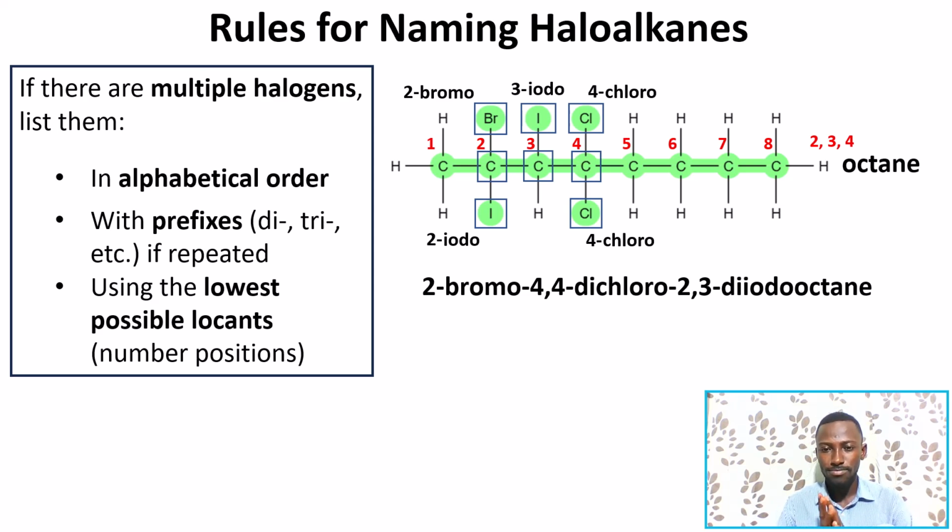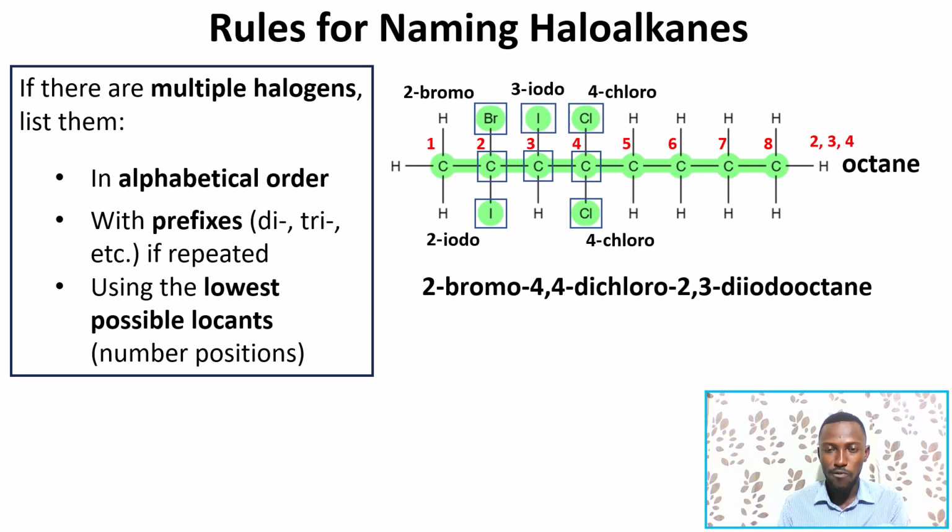Good. Now what about the hyphens and the commas? Look at the 2-bromo. Right after the 2, we have bromo, and the 2 is separated from the bromo by a hyphen. Why? Because the bromo is a word and the 2 is a number. So separate numbers from words with hyphen. Now, right after the bromo, we have another hyphen and then a 4. The 4 is a number, the bromo is a word, so we use hyphen to separate words from numbers.